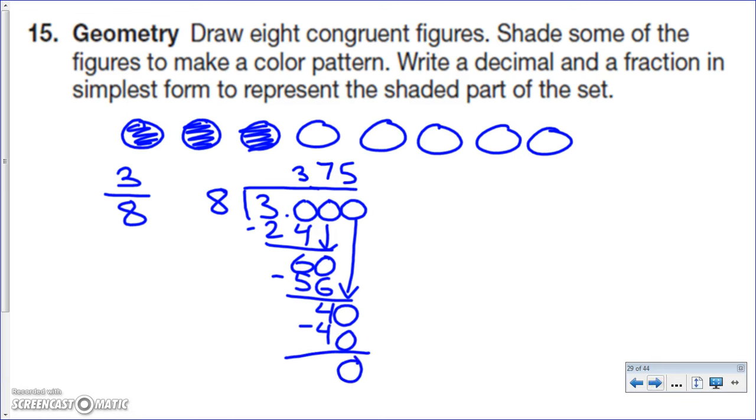Then we need to put the decimal in our answer. Since it's going to come straight up, it's going to end right in front of the 3. So our decimal form is 375 thousandths.